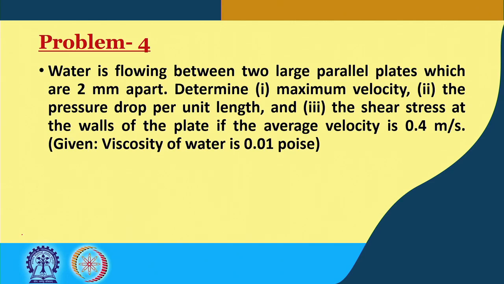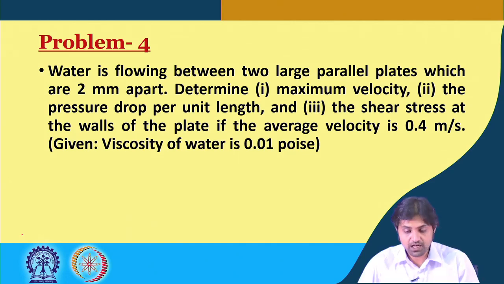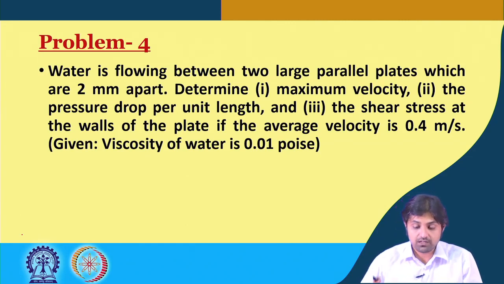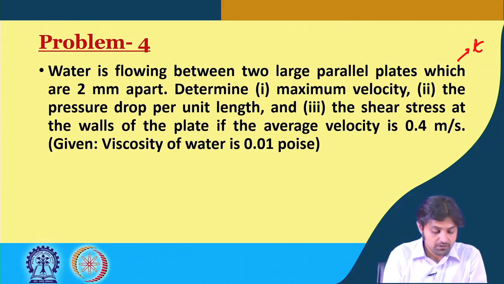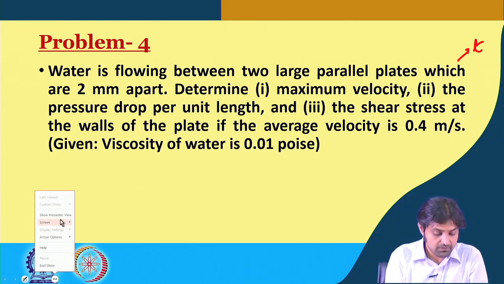The question here is: water is flowing between two large parallel plates which are 2 millimeters apart. So that means T is 2 millimeters. Determine the maximum velocity, the pressure drop per unit length, that is dP dx, and the shear stress at the wall of the plate, if the average velocity is 0.4 meters per second, and the viscosity of water is given as 0.01 poise.